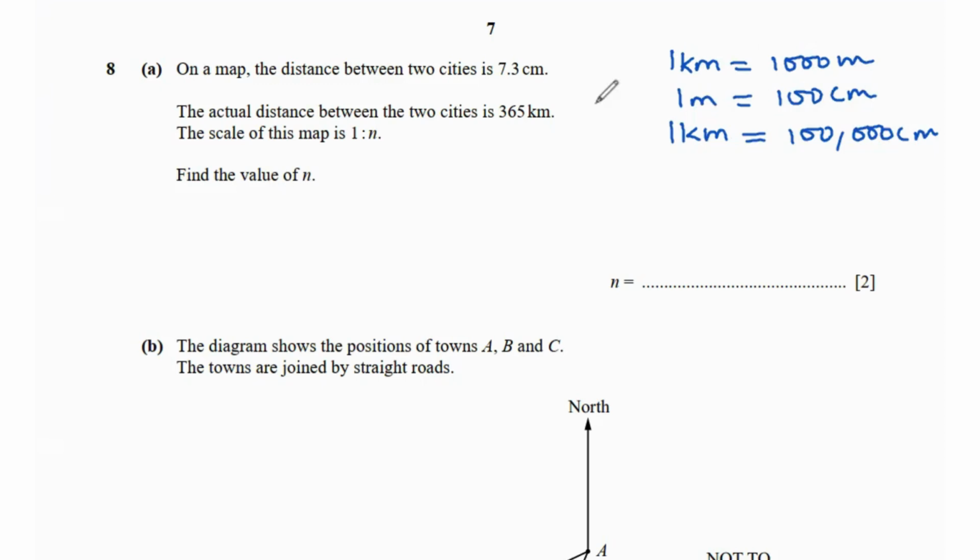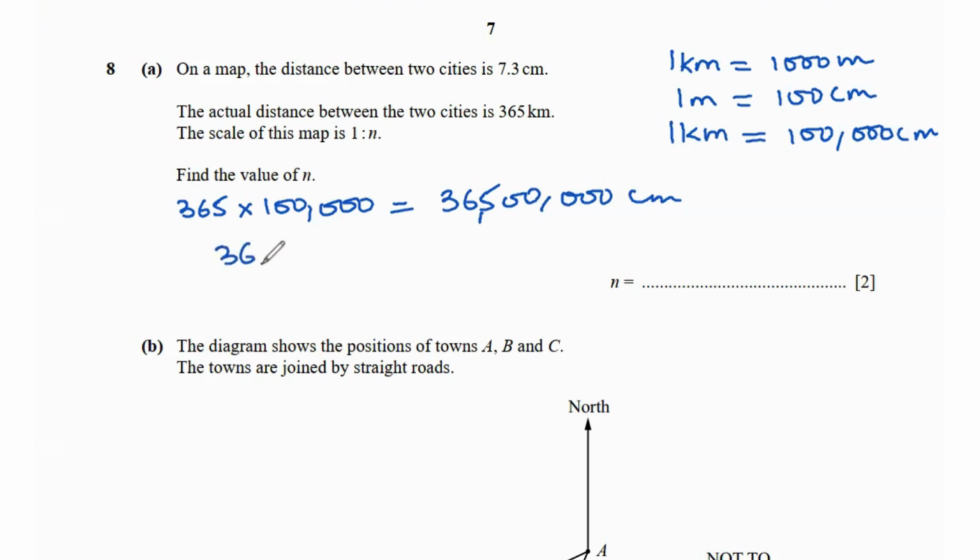That's the first thing. So now let's convert 365 kilometers into centimeters so that we can compare the distances in the same metric unit. So 365 times 100,000 will be 36,500,000. So this is your 365 kilometers in centimeters. Now we divide this by 7.3 to find the scale factor over here, which gives us 5 million. So that is your value of n.